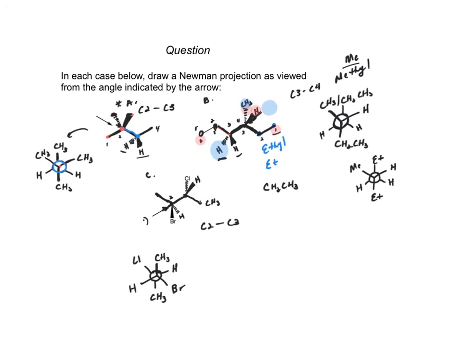So it's kind of ugly as I draw it like that. If I go ahead and redraw it using our little ethyl convention, I've got a Me, I've got a Br, and I've got an H, and then I've also got an Me, I've got an H, and I've got a chlorine. So a couple different ways to draw the exact same projection.